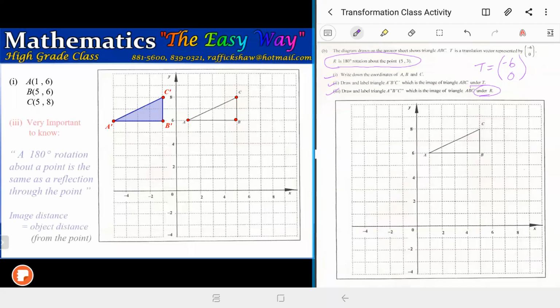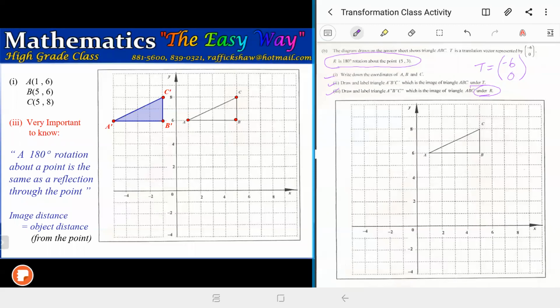See here. Very important to know that a 180-degree rotation about a point is the same as a reflection through the point. Image distance to the point equals object distance from the point. Distance from the point on one side equals distance on the other side. I'm going right through the point. And I did that in the class the other day.